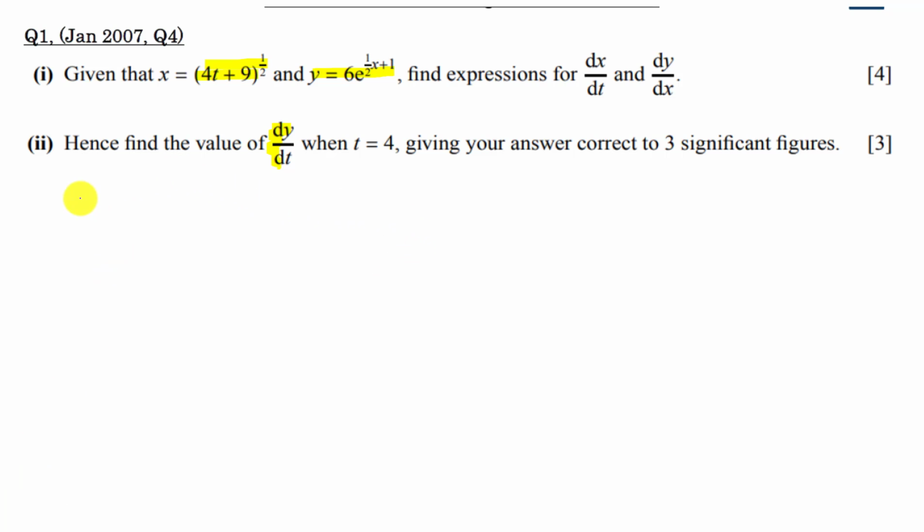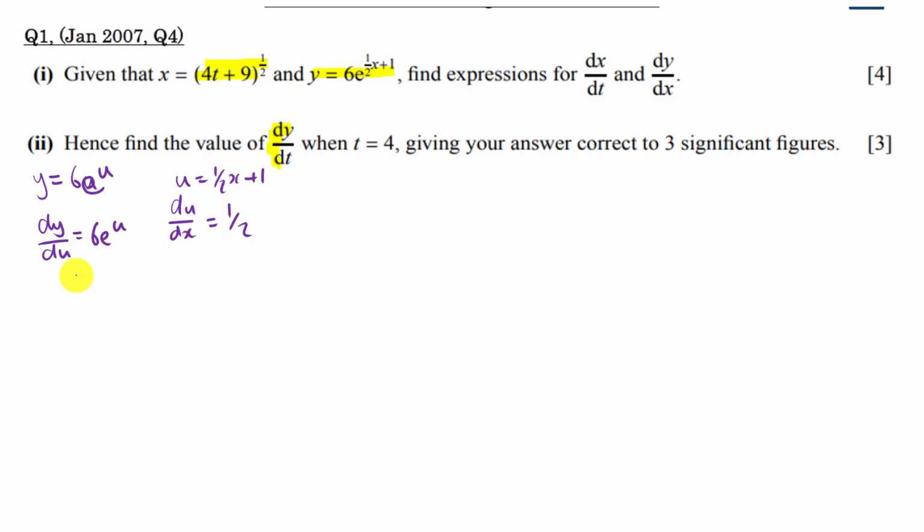Right, I'm just going to do y first. So what I'm going to do is, how you do this, you would set y equals 6e to the u. So u equals a half x plus 1. I will say du dx equals a half, and dy du equals 6e to the u.